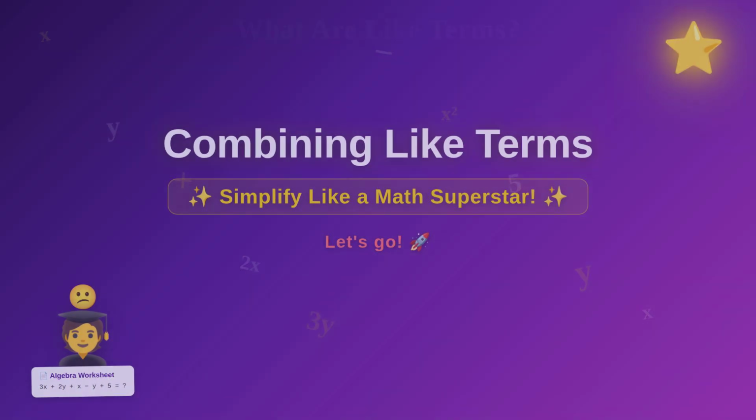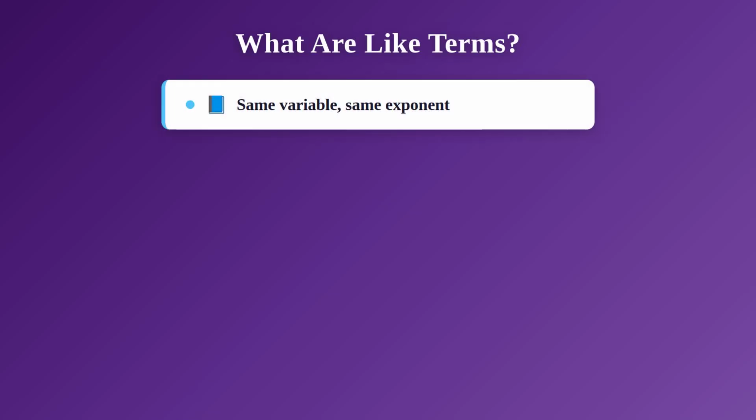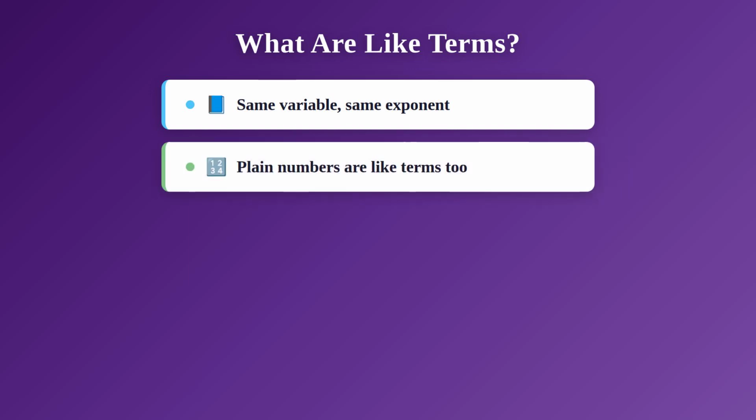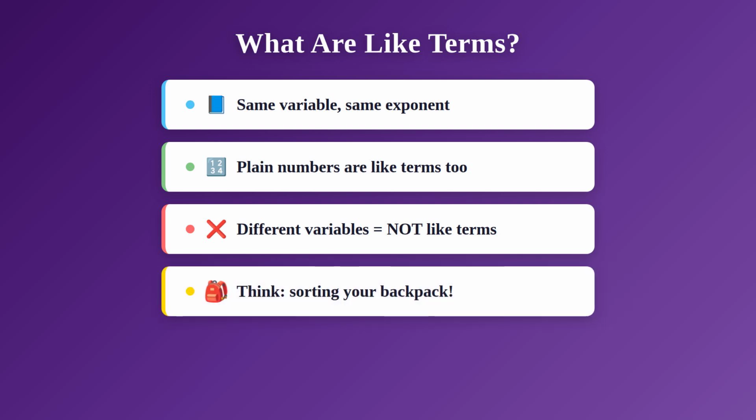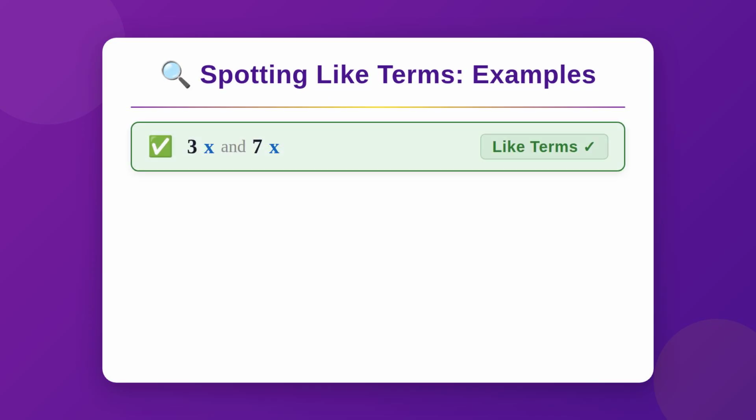Let's go. So Marcus looks at his worksheet and sees a bunch of terms all jumbled together. But here's the secret. Like terms are terms that have the exact same variable raised to the same power. Think of it like sorting your backpack. Pencils go with pencils. Notebooks go with notebooks. You wouldn't mix your lunch with your textbooks. In math, x terms go with x terms, y terms go with y terms, and plain numbers, called constants, go with other plain numbers.